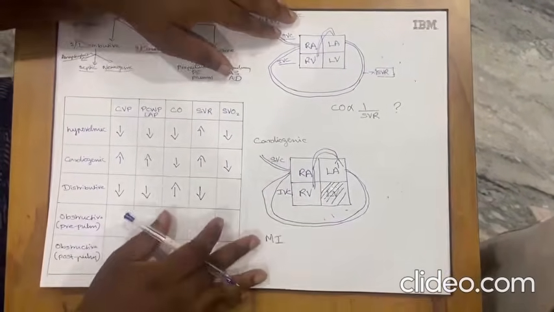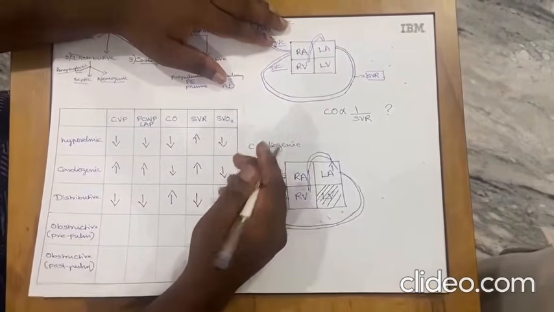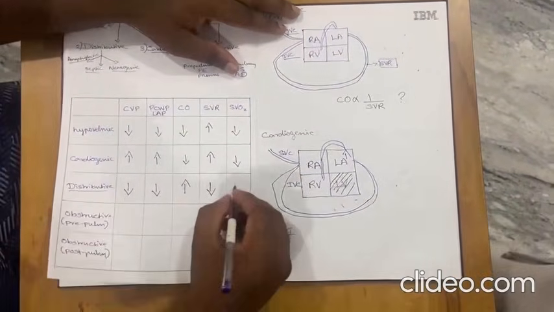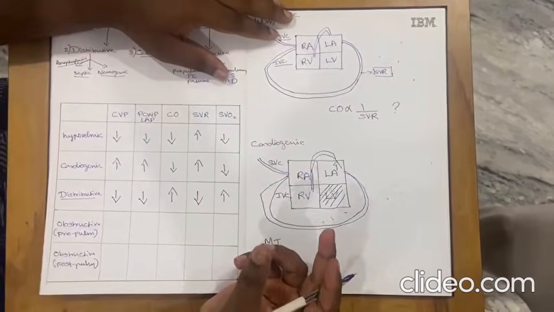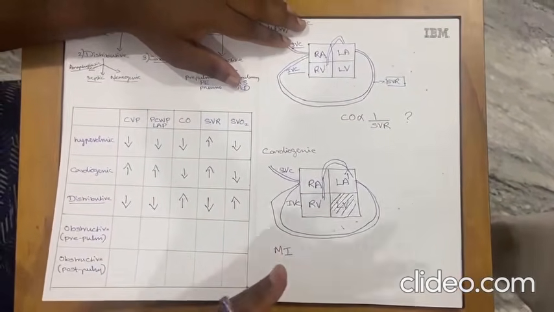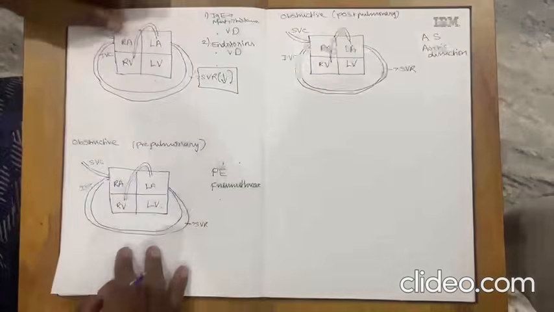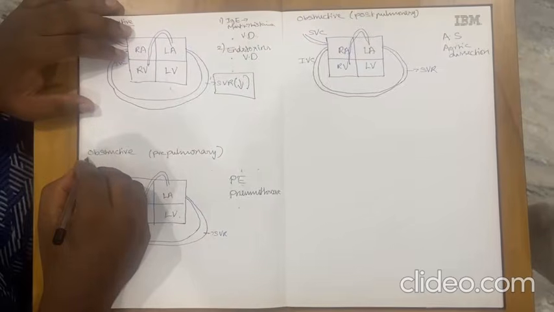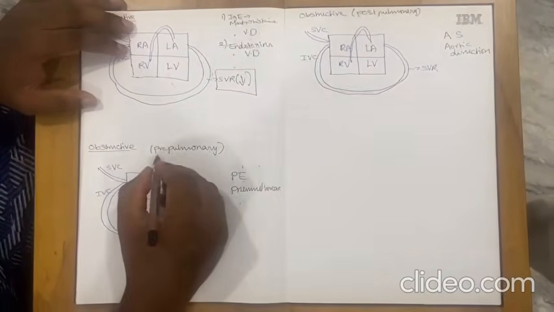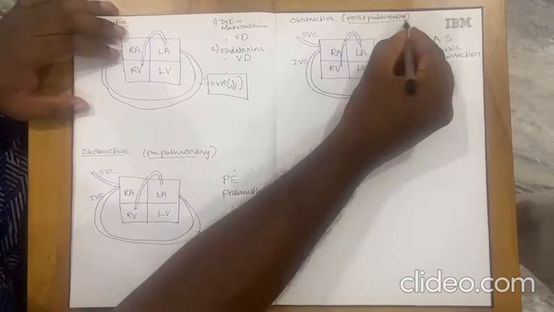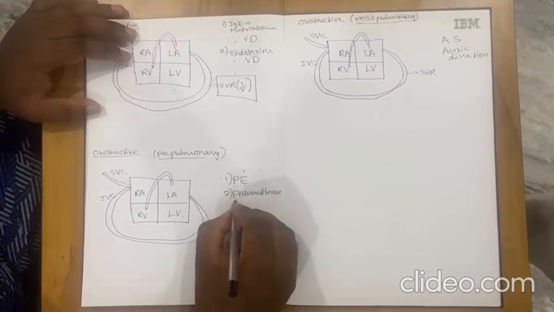The only exception for saturation of oxygen in the venous system is in distributive shock. Here you will have to remember that it has increased. The reason is that the vessels are dilated, so more oxygen can stay in the veins for a longer amount of time. The last type of shock is obstructive shock. It is divided into two types: pre-pulmonary and post-pulmonary. Examples of pre-pulmonary are pulmonary embolism and pneumothorax.